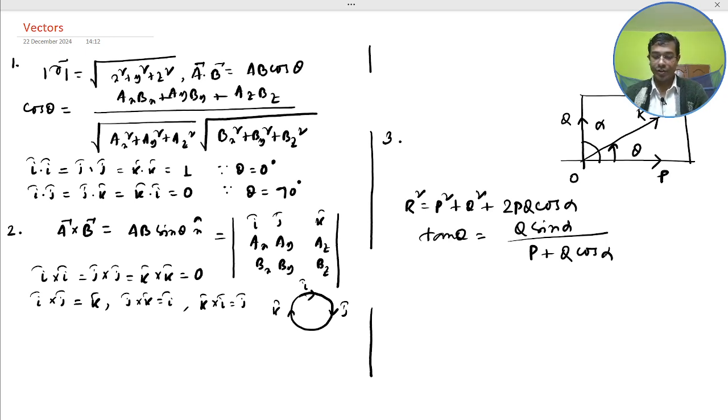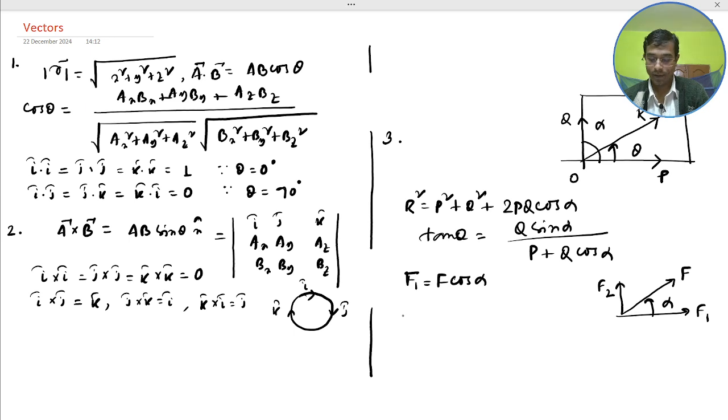And resolution of a vector, basically, suppose this is the resolution of a vector. Suppose this is a vector F and the components here are F1 and F2, and this makes an angle of alpha. So F1 would be F cos alpha and F2 would be F sin alpha. This is the resolution of the vector.